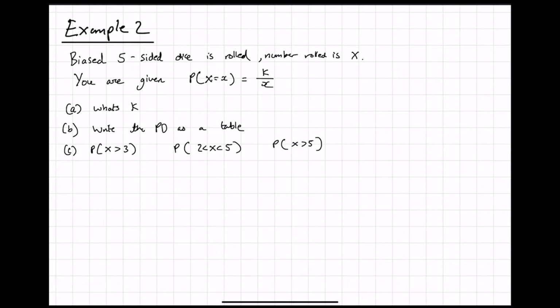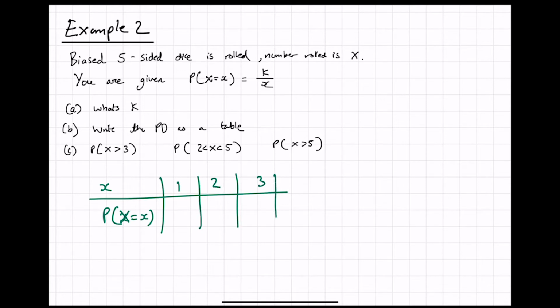So how can I solve a question like this? Well, first of all, before we start, let's draw our table for this question. So for x, the probability that x equals x, then the values that x can take is defined for a 5-sided dice. So there's only 5 things I can roll. I can roll 1, 2, 3, a 4, or a 5.